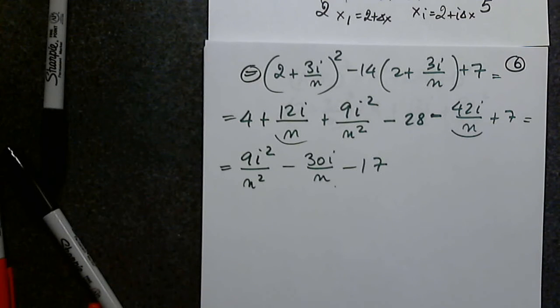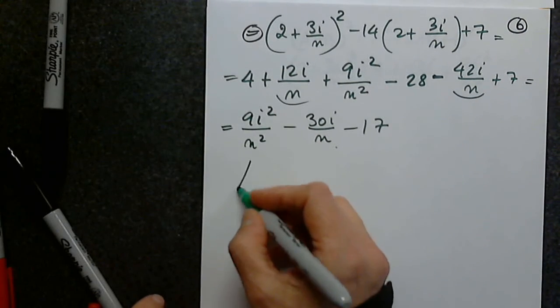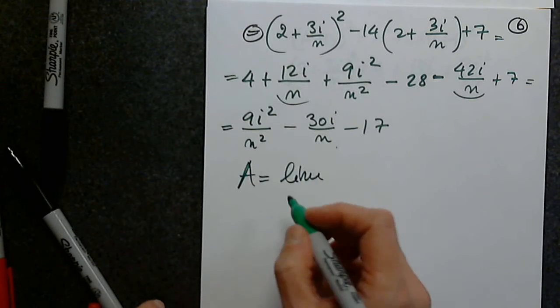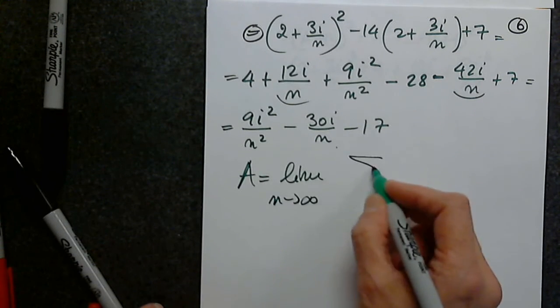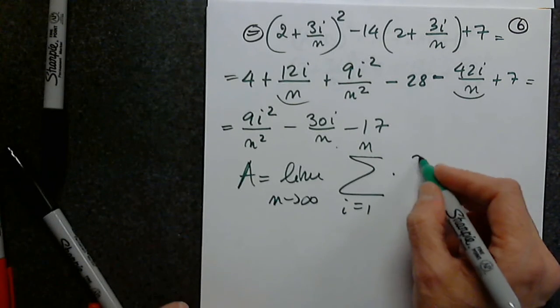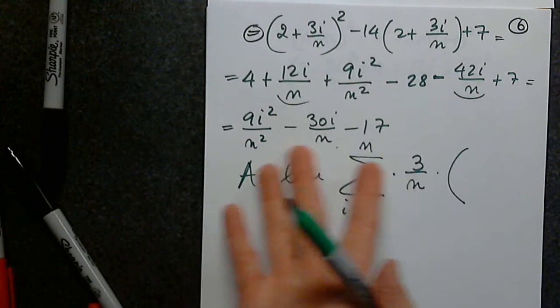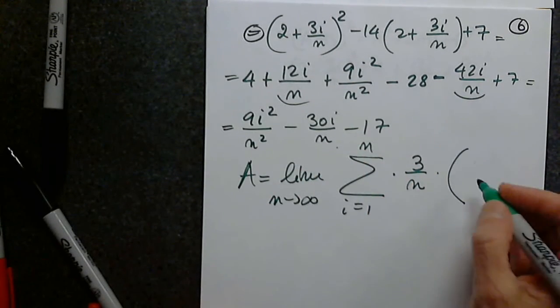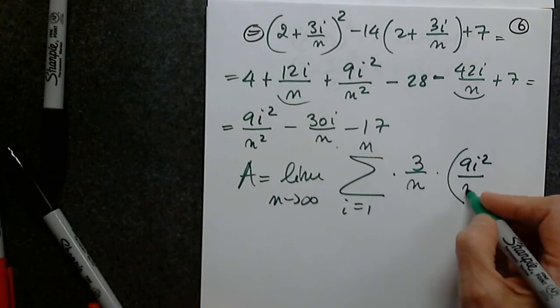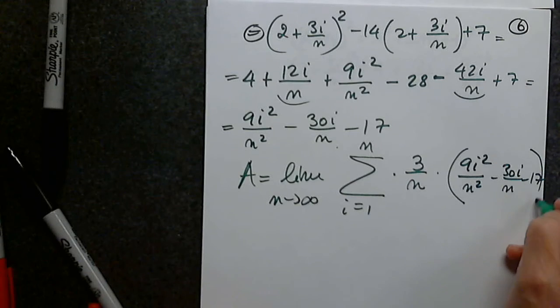Agreed? Okay, I have done all the 3 preps that I need. So now I can put everything in the limit of the Riemann sum. Let me copy it here one more time. Limit as n approaches infinity, i equals 1 through n, delta x is 3 over n, times f of x_i, which is this. That's why I simplified it: 9i squared over n squared minus 30i over n minus 17.